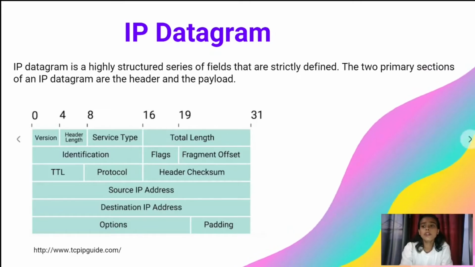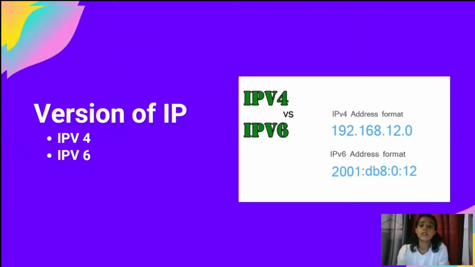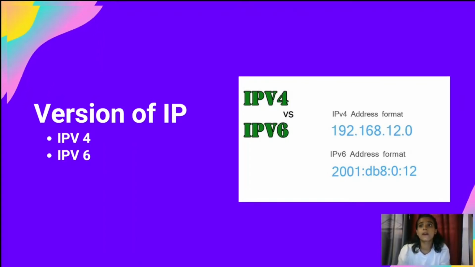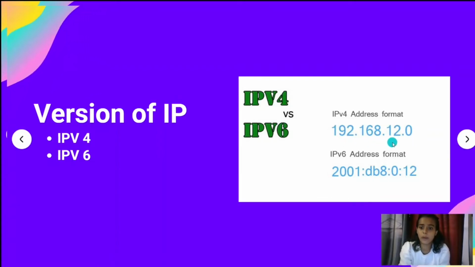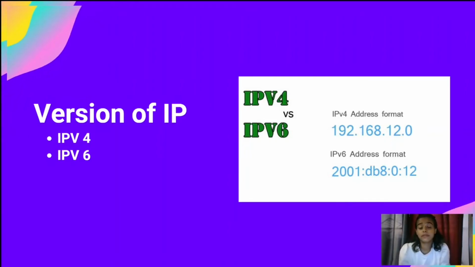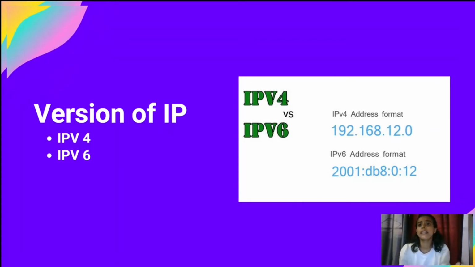Okay, so moving on to the next, that is versions of IP. There are two versions of IP, that is IPv4 and IPv6. The most common version of IP is IPv4. Version 6 or IPv6 is rapidly seeing more widespread adoption. IPv4 looks like this displayed address format, which has four numbers that can be from 0 to 255, and they're divided by dots.